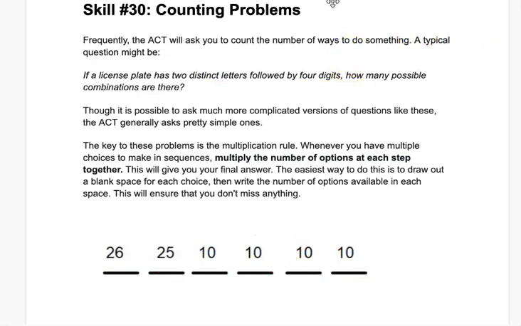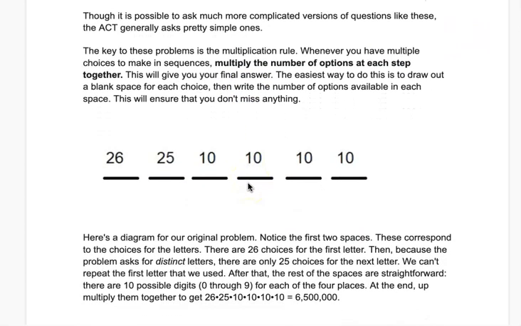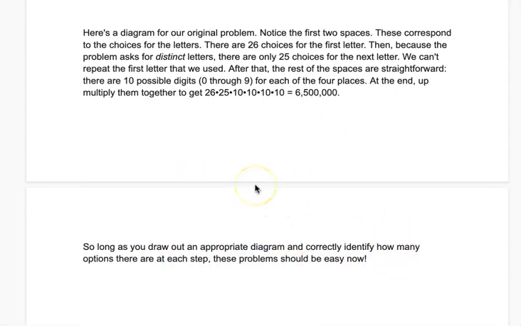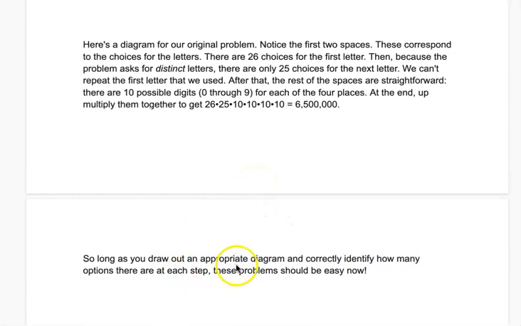So that's the basic thing. You notice that the first two spaces are 26 times 25 and then all the rest. And that comes out to 6,500,000. So as long as you draw out that diagram, the slots, and you correctly identify how many options there are at each step, you'll be fine. If it's distinct, or without replacement, is another way of talking about these.